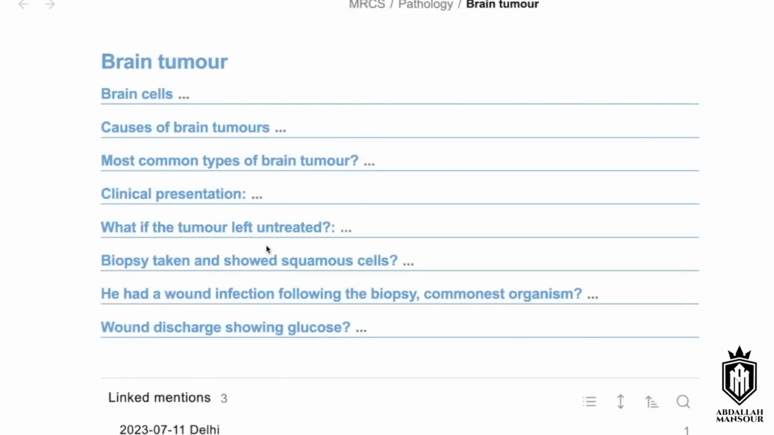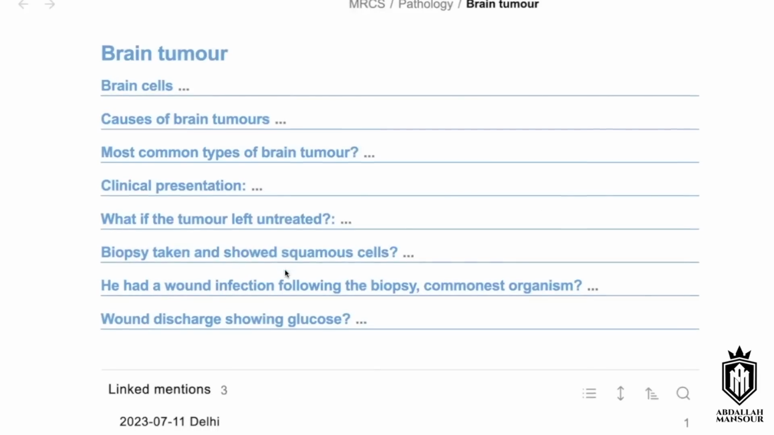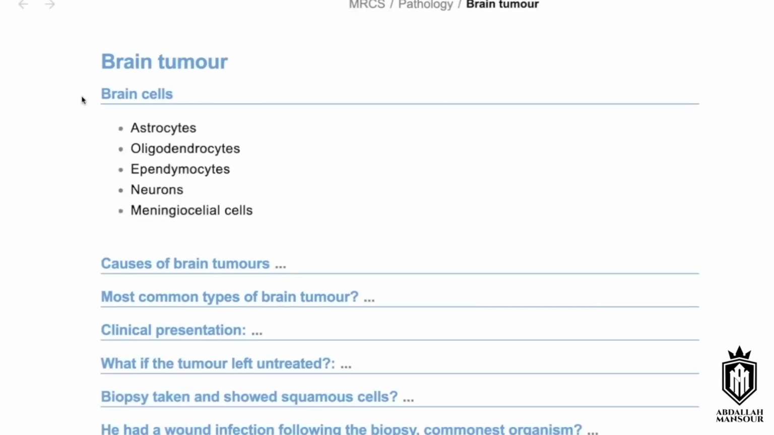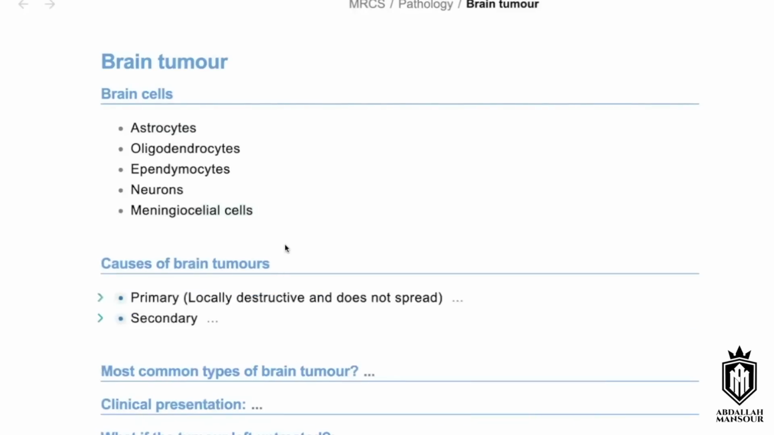I think in this area, you don't have to answer all the questions. Some of them are just added for understanding. We have multiple brain cells. I'm going to explain this quickly. These include astrocytes, oligodendrocytes, ependymocytes, which are the lining of the ventricles, and you have neurons and the meningeal cells, epithelial cells as well. So when you talk about tumors, the tumors can basically come from any of these cells.